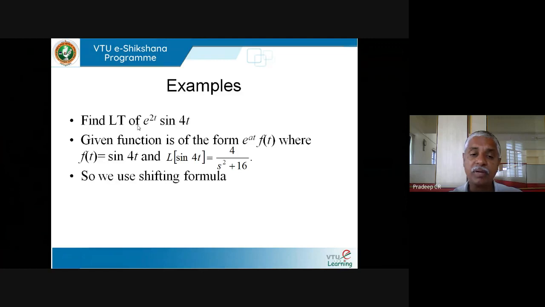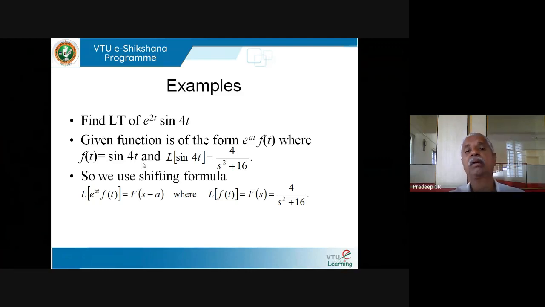Now, the shifting formula says Laplace of e power at f(t) is capital F of s minus a. I know capital F of s, so I just replace s by s minus a. What is a? A comes from this part. What is it that I'm multiplying f(t) with e power at? That's the a. In this case, I'm multiplying by e power 2t. So a is 2. So replace s by s minus 2. That's all.